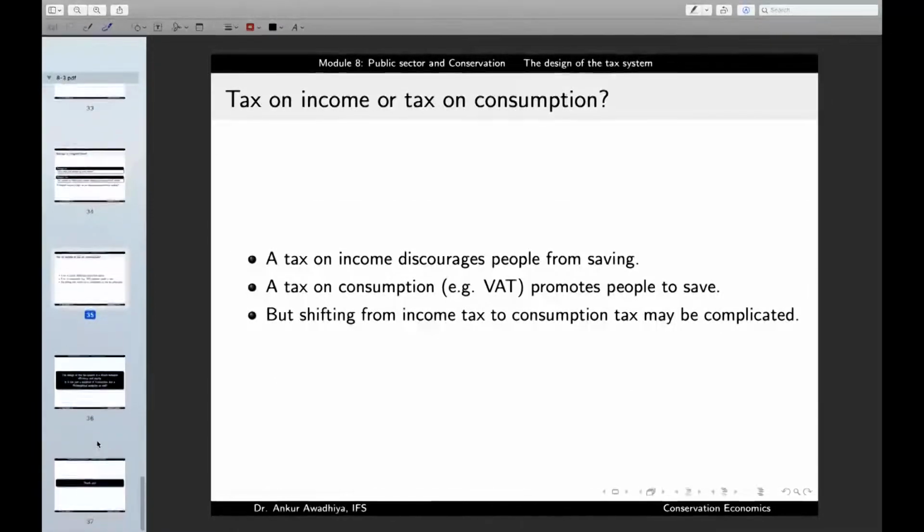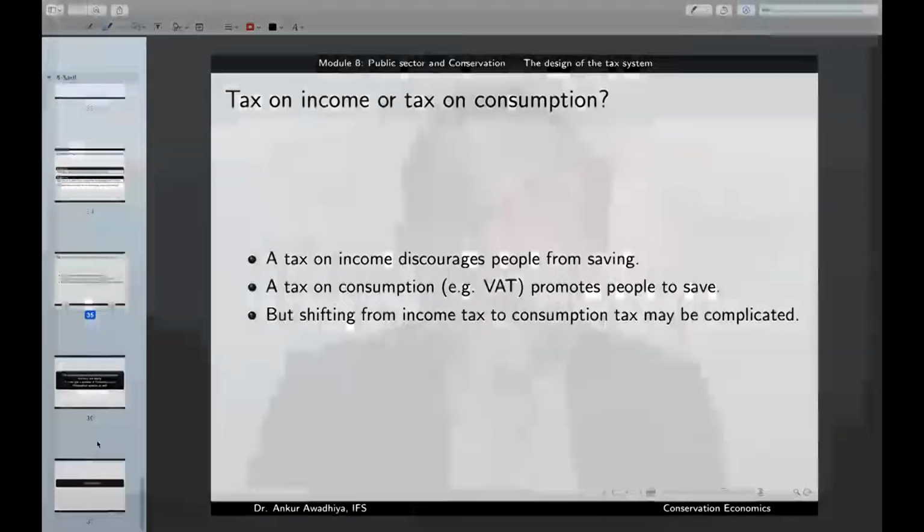Similarly, should we have a tax on income or a tax on consumption? A tax on income discourages people from saving, whereas a tax on consumption promotes saving. Why? Because if there is a tax on consumption, the more you spend, the more taxes you will have to pay. Whatever you earn, you can keep with yourself, but the more you spend, the more tax you pay. Which means that the government is saying that everybody should try to save as much as possible, because the more you save, the less you'll have to spend.